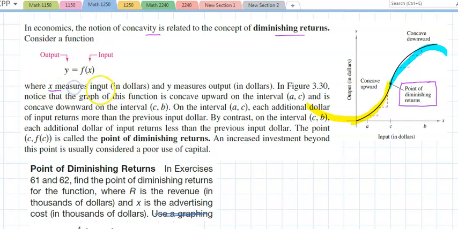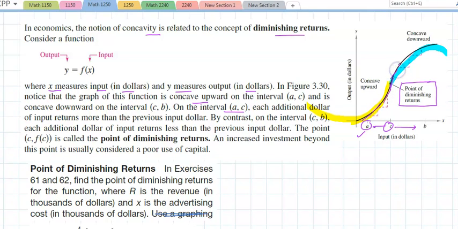X measures the input in dollars. Y measures the output in dollars. In figure 330, that's this figure right here, notice that the graph of this function is concaving up from A to C, and it's concaving down from C to B. On the interval from A to C, each additional dollar of input returns more. You'll notice this is increasing.